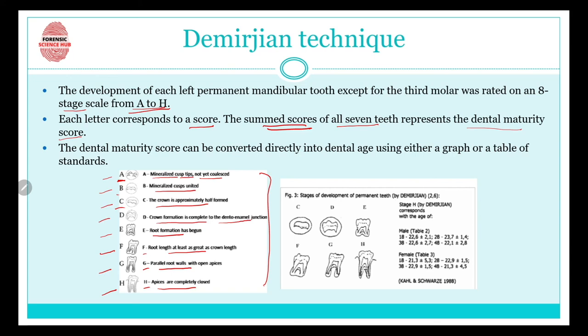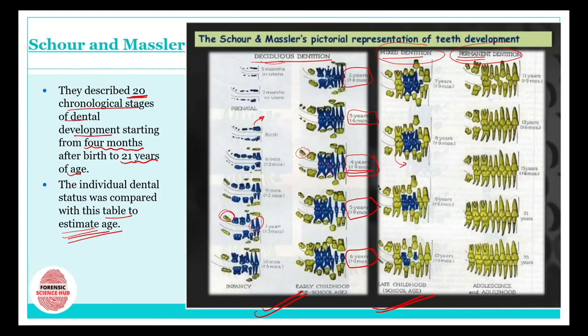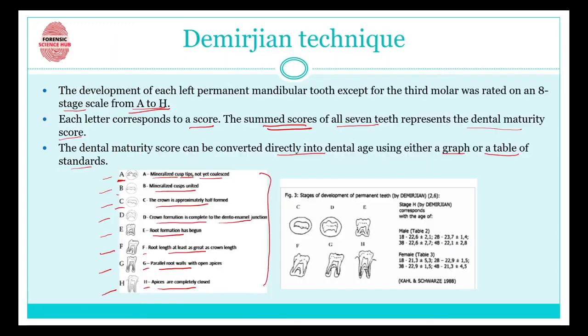The dental maturity score can be converted directly into dental age by using a graph or a table of standards. So I hope you understood these 3 techniques. Atlas approach used radiographs, and then the mineralization stages were studied. In Shore and Maslow, there were 20 chronological stages representing tooth development, which can be used to compare the individual dental status of a person.